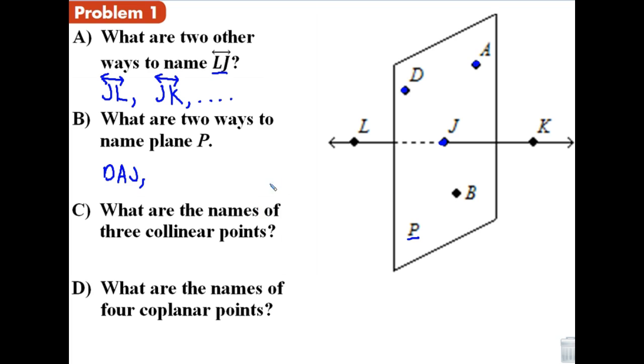Or we can include the B and say BJD. Again, there's other ways to do that. Just pick any 3 points on this plane and put them in any order.